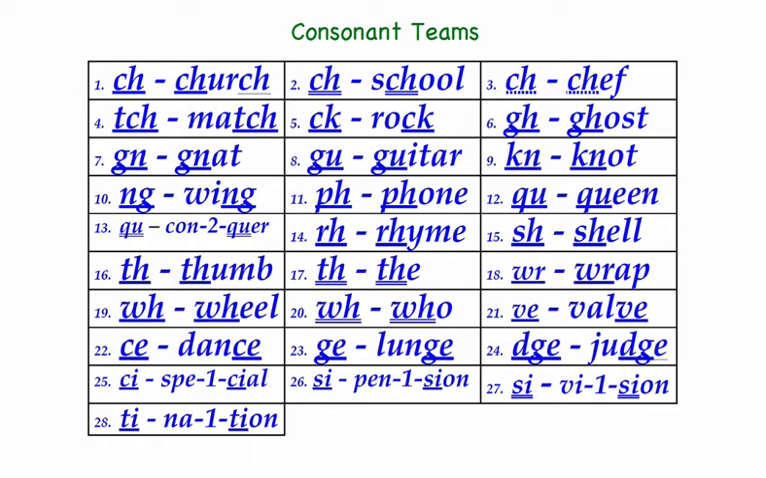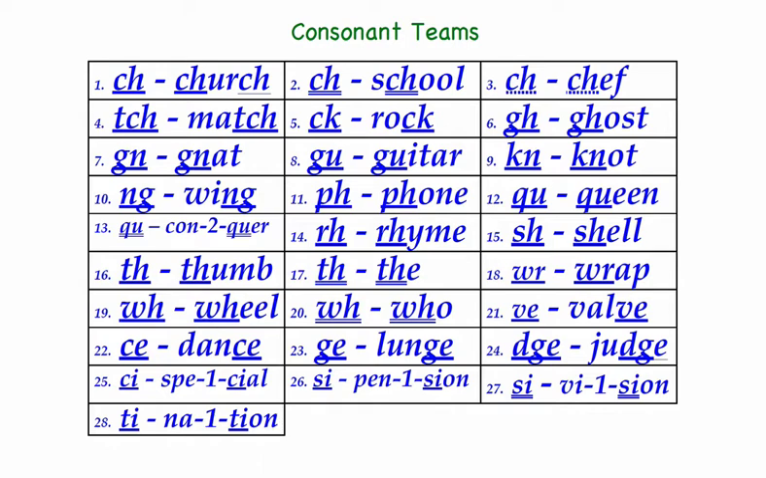CI, SI, and TI are all consonant teams that represent the sound SH. CI, SI, and TI are teams when they come at the beginning of any syllable in a word after the first syllable in a word. SI represents two sounds. The primary sound is SH, as in pension, but the second sound SI represents is ZH, as in vision. And CI represents the sound SH, as in special, as does TI. It represents the sound SH, as in nation.